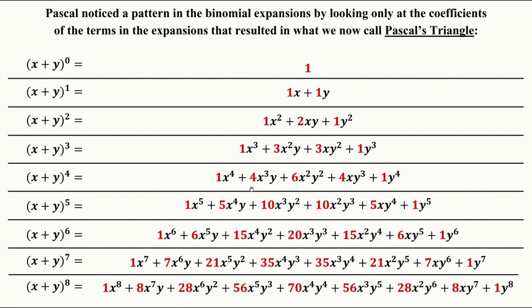In the next line, for example, this 4 can be obtained from adding 1 and 3, 6 can be obtained from adding 3 and 3, 4 can be obtained from adding 3 and 1, etc.